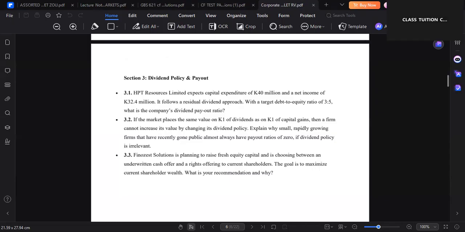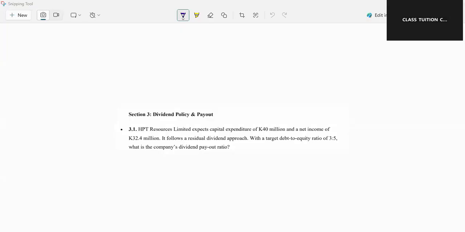So what are we given in this question? Number one, we've been given the capital expenditure of 40, then the net income or profit available of 32.4, and the debt to equity ratio of 3 to 5.